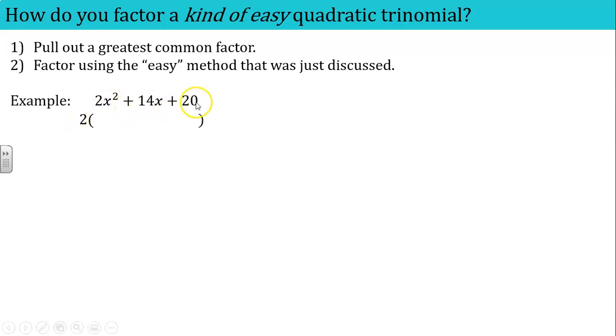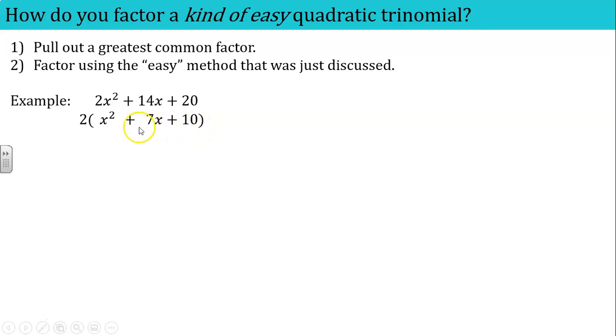And then each of these terms gets divided by 2, leaving me with, right, 2x squared divided by 2 gives me x squared. 14x divided by 2 gives me 7x. And then 20 divided by 2 gives me 10. All right. And if you wanted to confirm that you did that right, you could distribute this 2 back inside the parentheses, it would bring you back to the original.